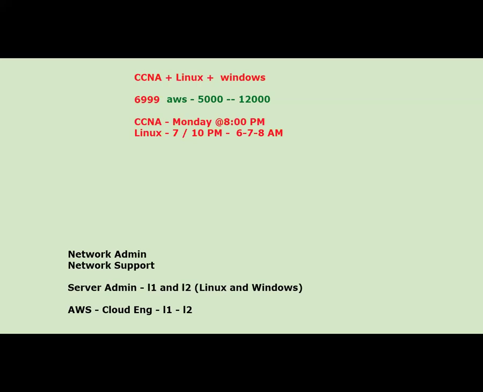Exactly. First, you can finish CCNA in the next 35, 40 days, let's say. After 35, 40 days, you can come for Linux. That will again take 35, 40 days. So from today, after 80 days, you're done with CCNA and Linux. After completing CCNA and Linux, you can start your cloud.